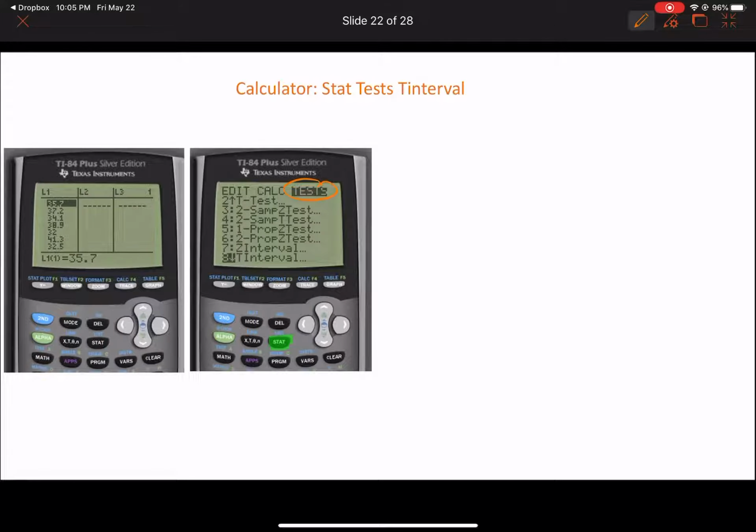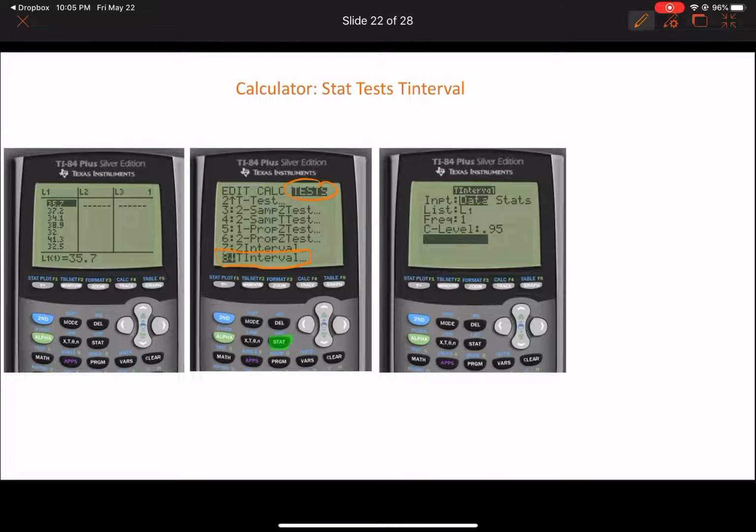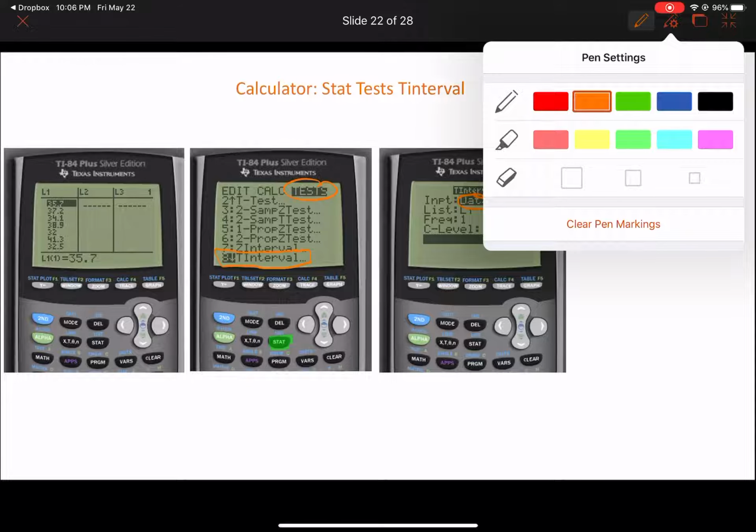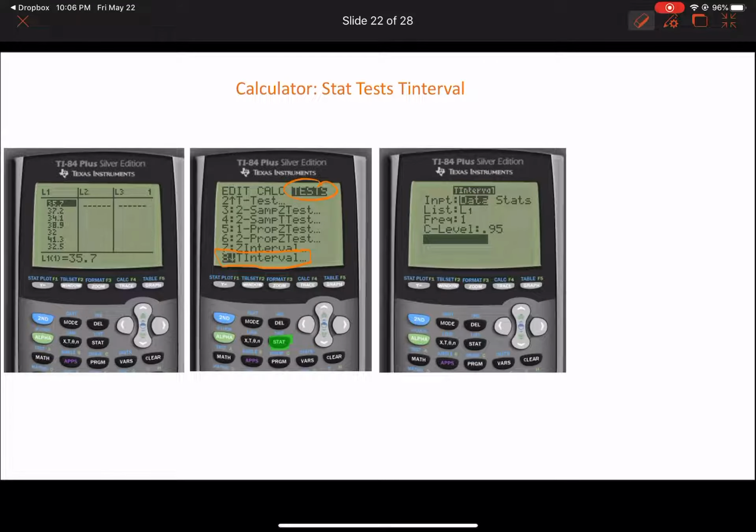Scroll down to T interval. Once again, there are a lot of things that have T in them. We want T interval. When you click on that, there are two different options. The option that says data is the one we're going to use because we have our data in the L1. It will find the standard deviation, it'll find the mean, it'll take care of all of that stuff for you. If you do not have that, you're going to click on stats.